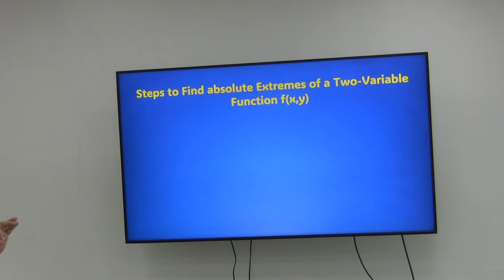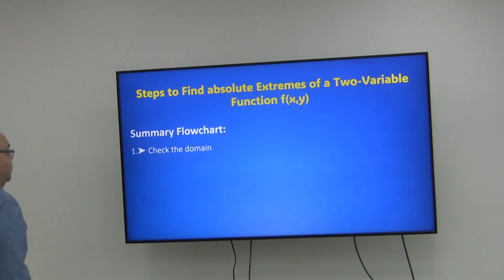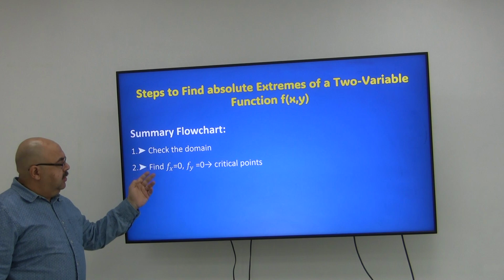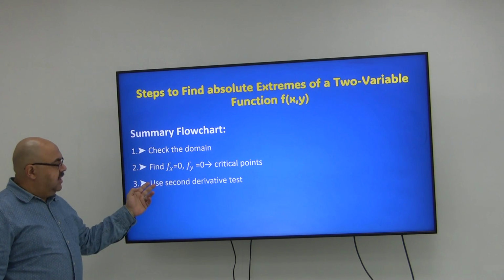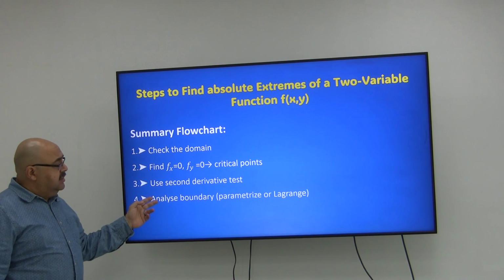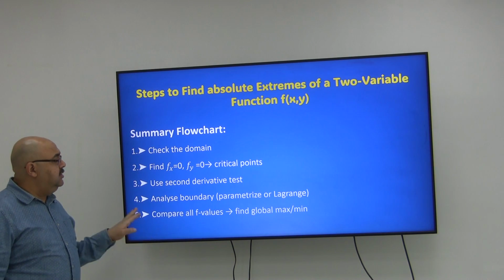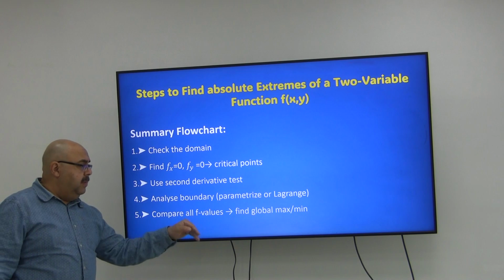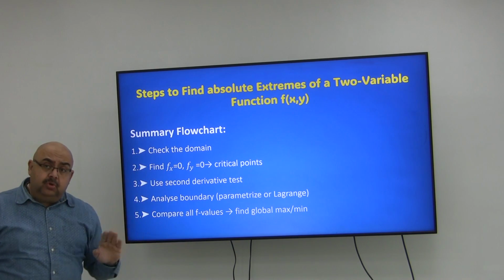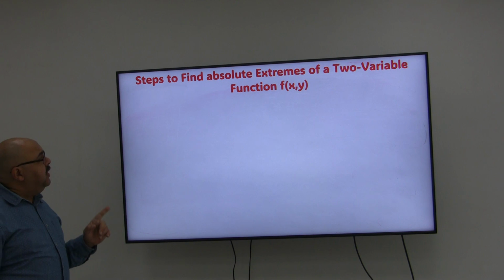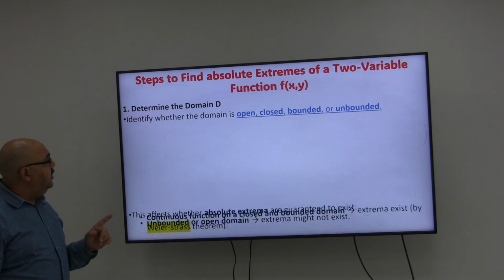Once more, the steps to find absolute extrema of a two-variable function of x and y, a summary of the flow chart: check the domain, get f_x and f_y equal to zero, use the second derivative test, analyze the boundary, parameterize or use Lagrange in order to find whether it is a global maximum or global minimum. Those are the many steps that I told you about previously. Steps to find the absolute extrema of a two-variable function.